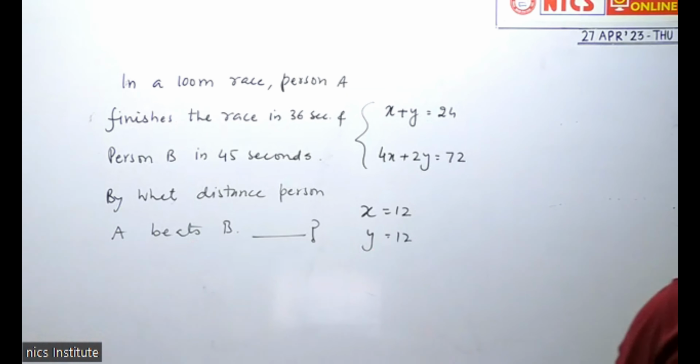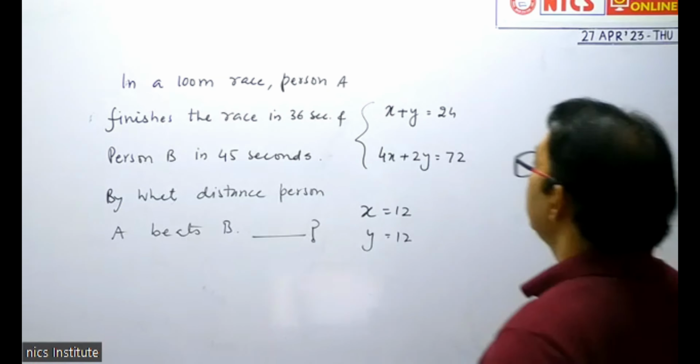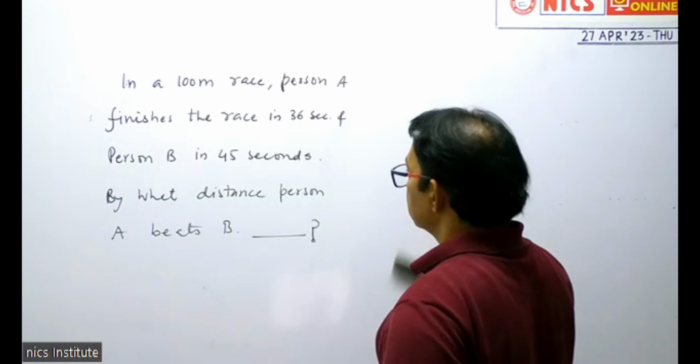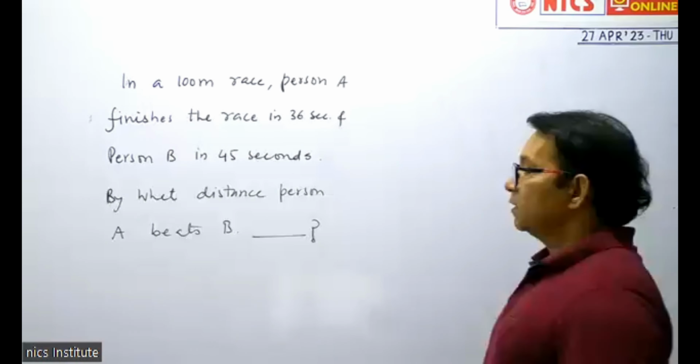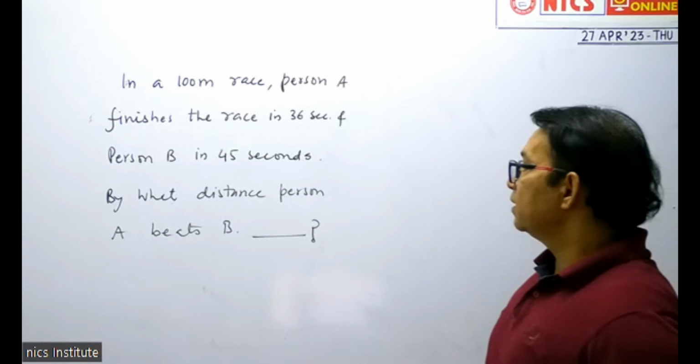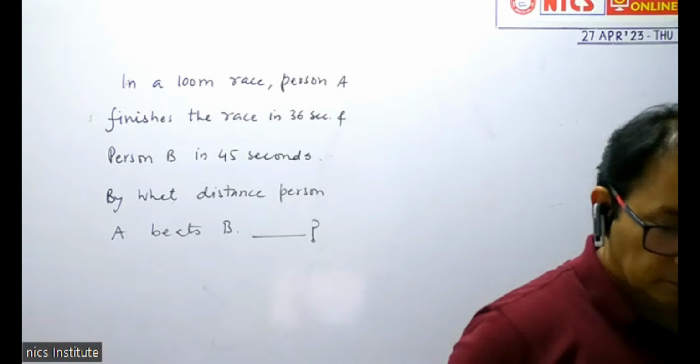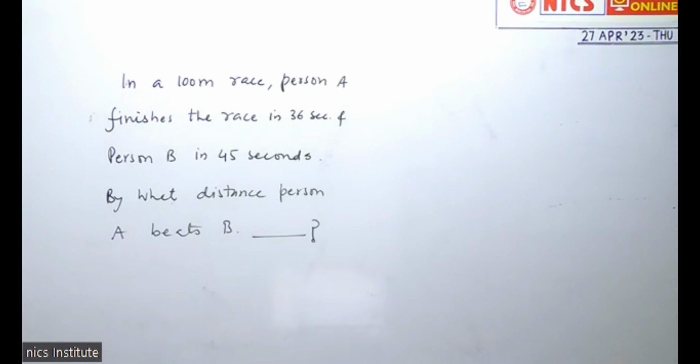Race questions. In a 100-meter race, person A finishes the race in 36 seconds. Person B finishes in 45 seconds. By what distance does person A beat B? Simple.